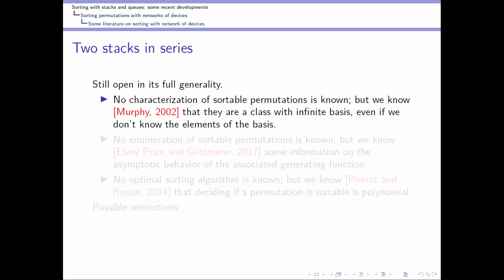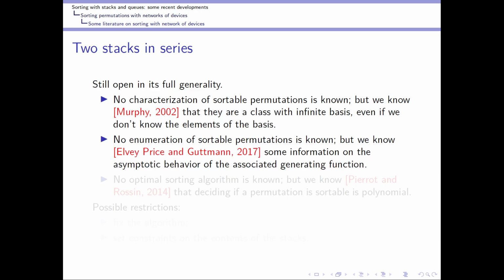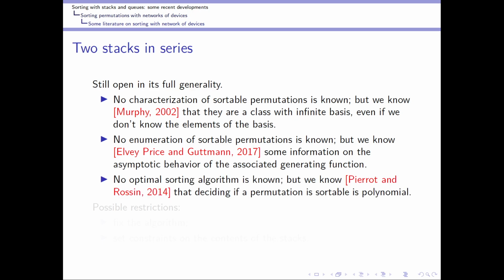And we know only a few things on this sorting machine. For instance, we know that sortable permutations are a class having an infinite basis. This is due to Murphy. We have no idea about the enumeration of sortable permutations. We just have some kind of asymptotic results, most recent one by Bevan, Price and Gutmann and Defant also. We also do not know of any optimal sorting algorithm. From the algorithmic point of view, probably the most interesting thing that we know is that there is a polynomial procedure that tells us if a given permutation is sortable or not, due to Pierrot and Rossin.